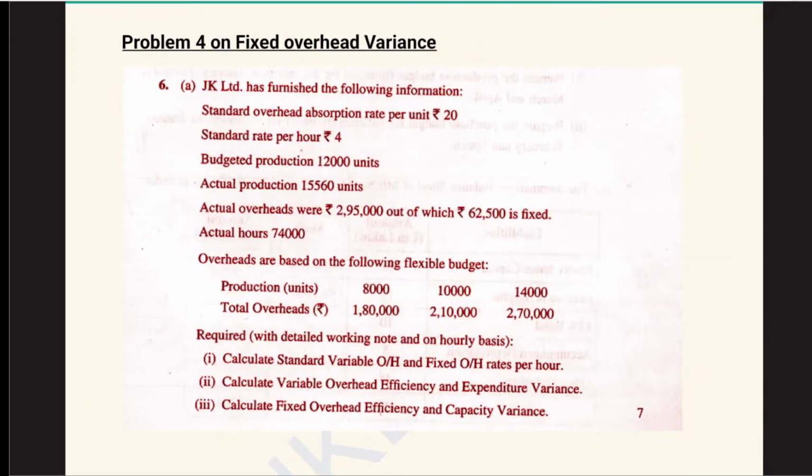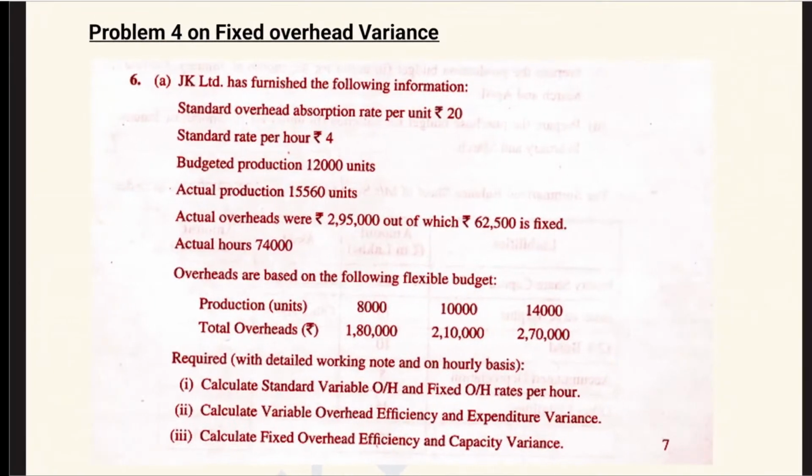Now, JK Limited has furnished the following information. So look at this problem. This is slightly different from whatever you had done earlier. So what it is saying, standard overhead absorption rate 20. So this is per unit. Then standard rate per hour. Budgeted production 12,000 units. Actual production 15,560 units. So these are the budgeted and actual data in terms of units.